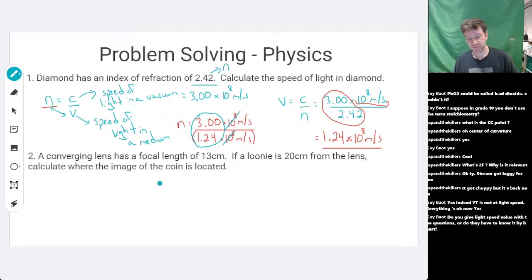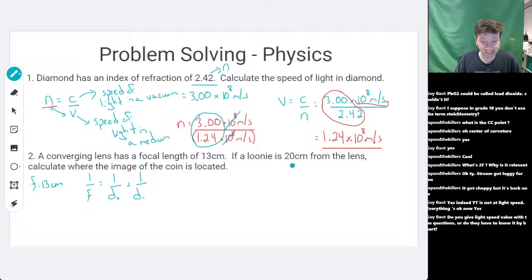Okay, next one is what we call the thin lens equation. It looks like this, where we have 1 over f equals 1 over do plus 1 over di. So f is our focal length for whatever lens we're working with, and do is the distance to the object, and di is the distance to the image from the optical center of your lens. So in this case, we have a converging lens that has a focal length of 13 centimeters. So we're being given f. So f equals 13 centimeters.